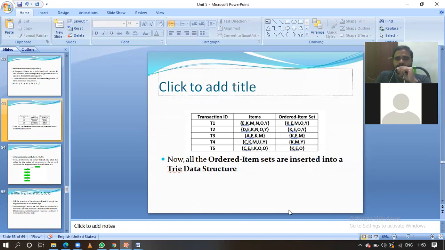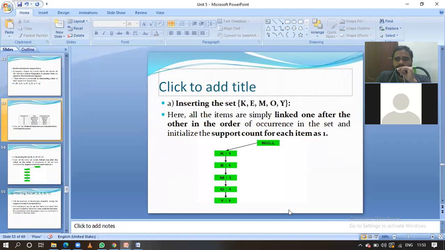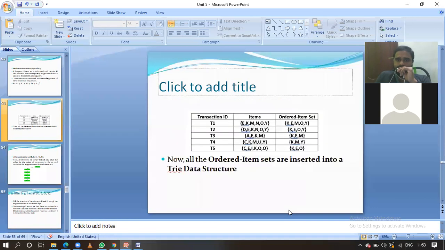Now we got the trio data structure. We are going to use this for the next process. For constructing the tree like structure, we are going to use this trio data structure. The first step is to insert the transaction one related ordered item set into the tree like structure.